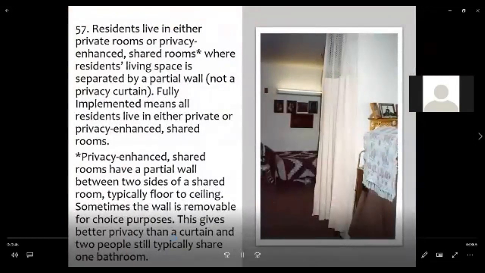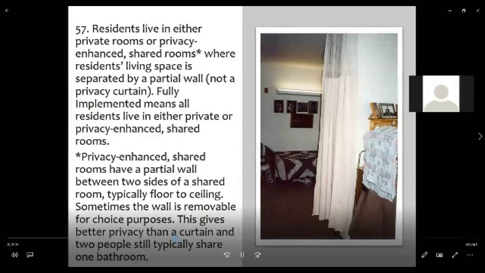All right, then. Now, if you don't have private rooms, here's kind of the next best thing. Residents live in either private rooms or privacy-enhanced shared rooms, where residents' living space is separated by a partial wall, which is not just a privacy curtain. Oh, you know what we call it? A so-called privacy curtain. Again, I don't mean to be so negative, but is it really a privacy curtain?